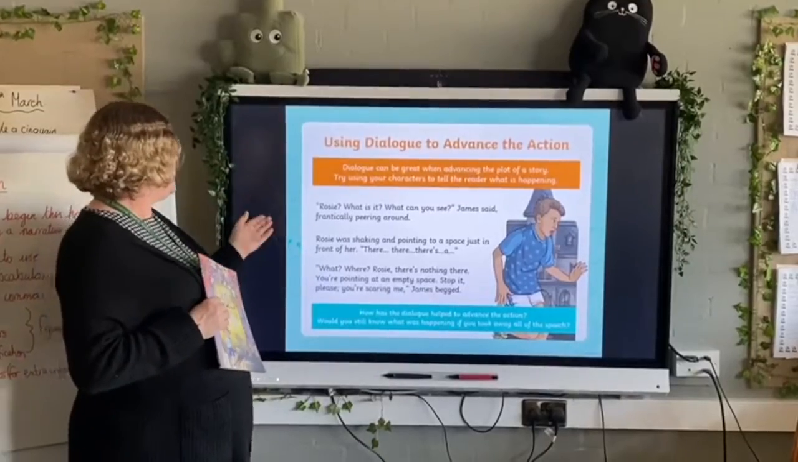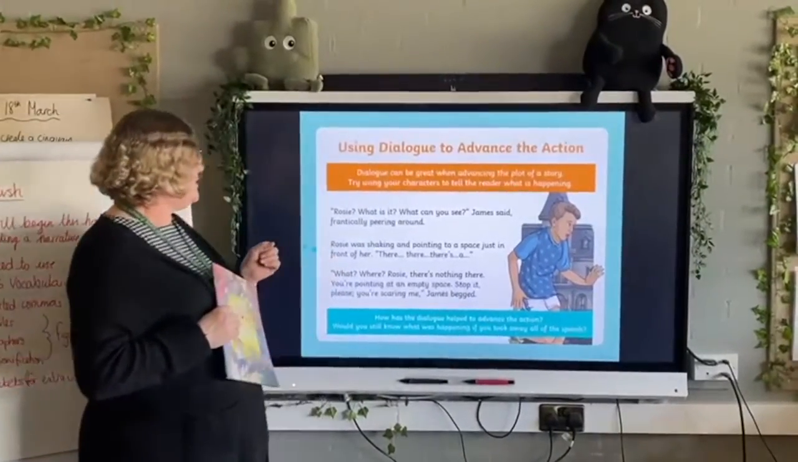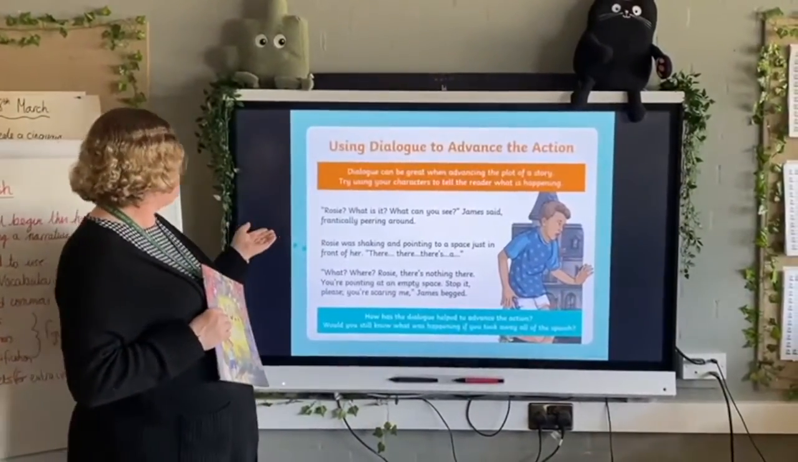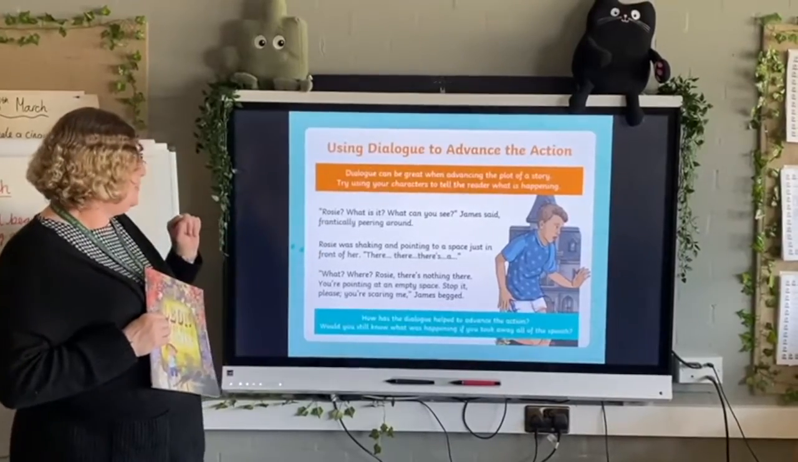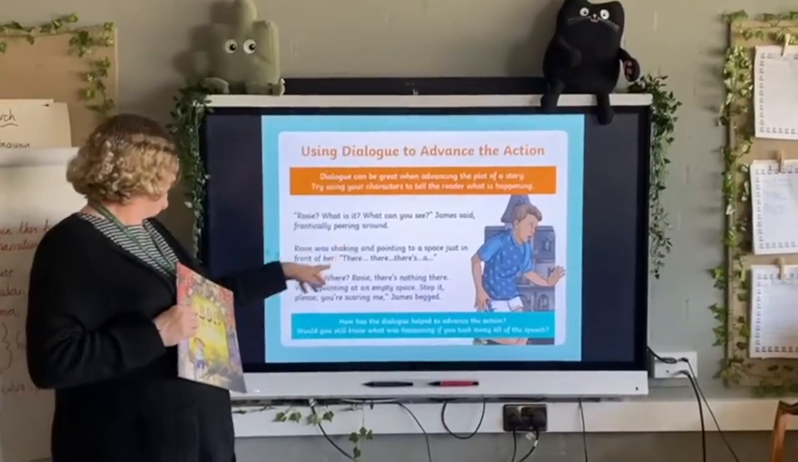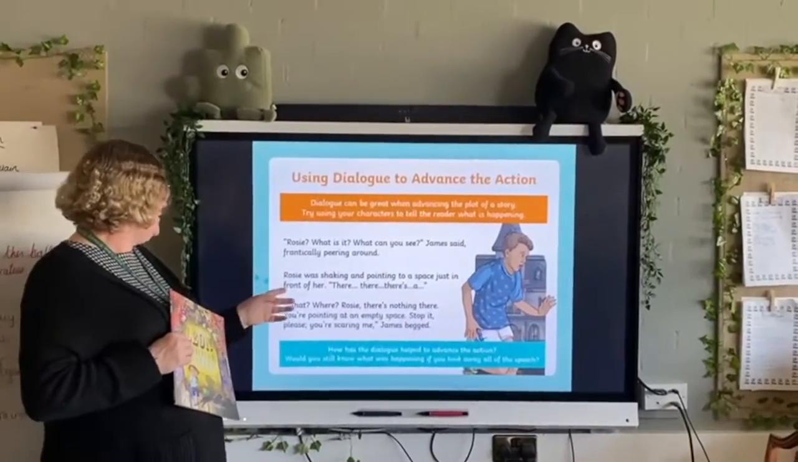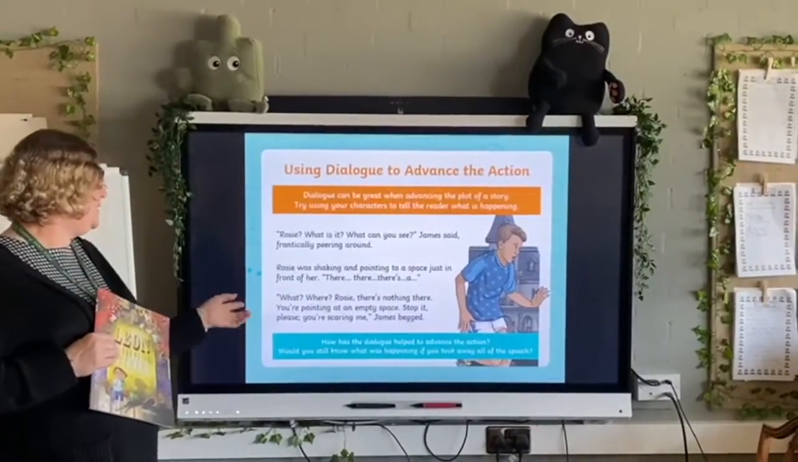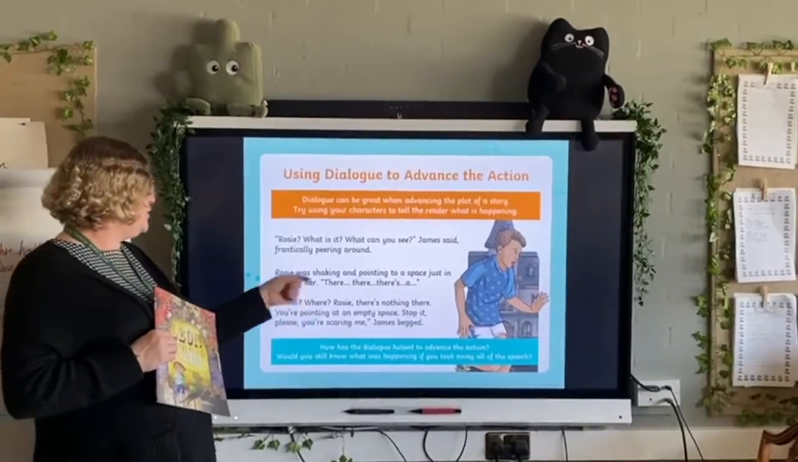"Rosie, what is it? What can you see?" James said, frantically peering round. Rosie was shaking and pointing to a space just in front of her. "There's a..." "What? Where, Rosie? There's nothing there. You're pointing at an empty space." "Stop it, please. You're scaring me," James begged.